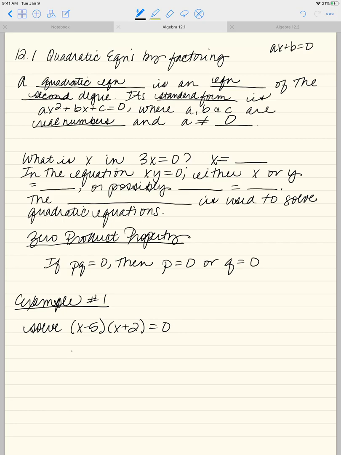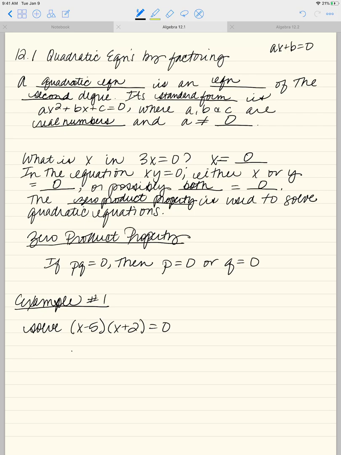What is the value of x in 3x is equal to 0? Well, if 3 times anything is equal to 0, then that x has to be 0. In the equation x times y is equal to 0, either x or y will be equal to 0, or possibly both of them will be equal to 0. This forms the basis of what we call the zero product property. And the zero product property is used to solve quadratic equations. The zero product property says if PQ is equal to 0, then either P is equal to 0 or Q is equal to 0.